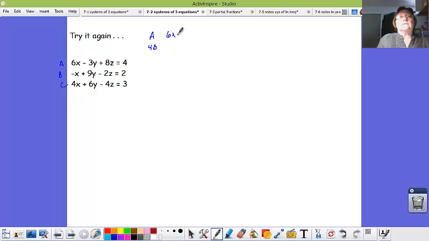A is 6x minus 3y plus 8z equals 4. 4 times the B equation, so minus 4x plus 36y minus 8z equals 8. 4 times everything there. Adding: 2x plus 33y, oh, that's kind of an odd number, equals 12.